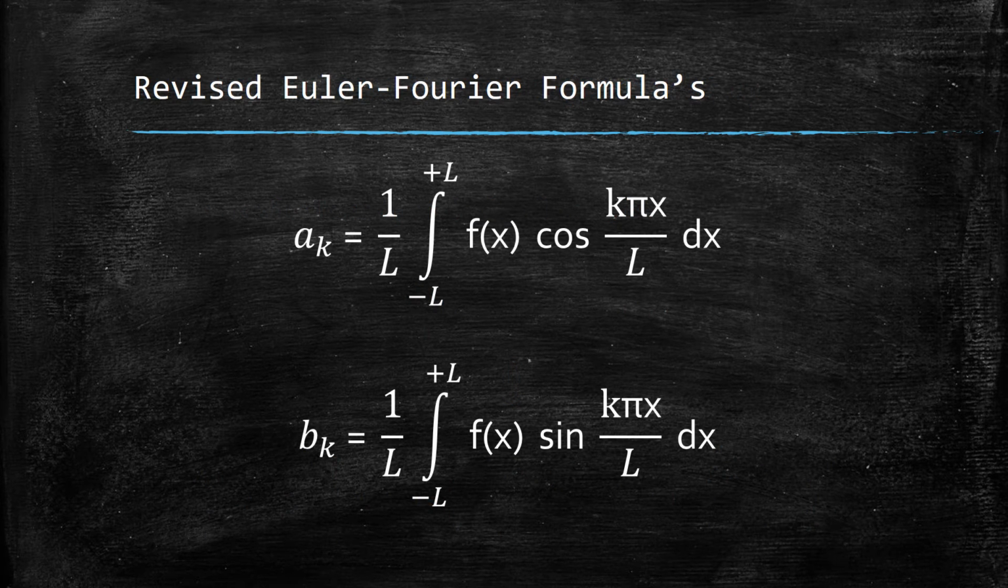Since we made modifications to the Fourier series formula, we must also have revised Euler-Fourier formulas for a sub k and b sub k. Recall that when solving for a naught, we can use the same formula as for a sub k. Once again, if we plug in 2 pi for T, we get L is equal to pi, leaving us with the original coefficients we used for the original Fourier series equation.